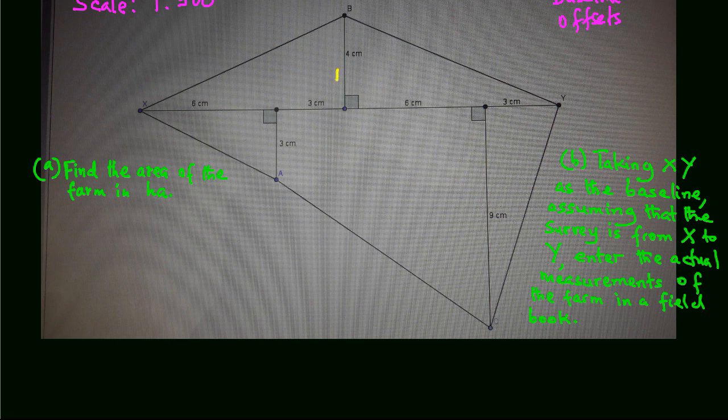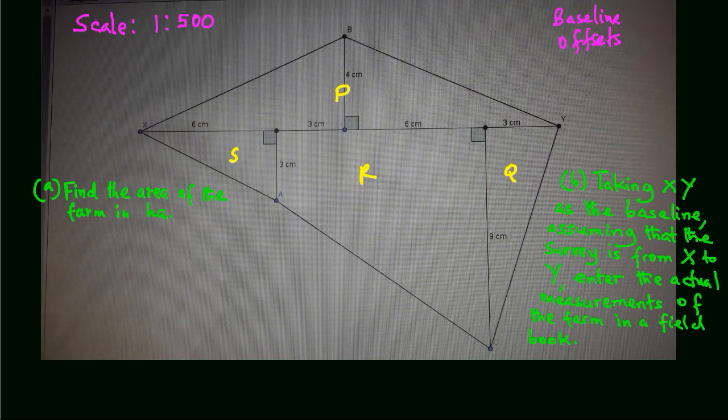So we can call triangle XYB as P, this smaller partition as S, this is R, and this other triangle Q. So in this case, from the scale given, 1 centimeter will represent 5 meters. So each length on the diagram should be multiplied by 5 to get the actual length.